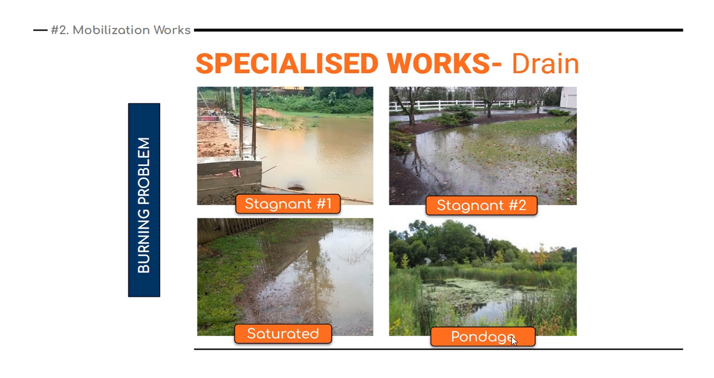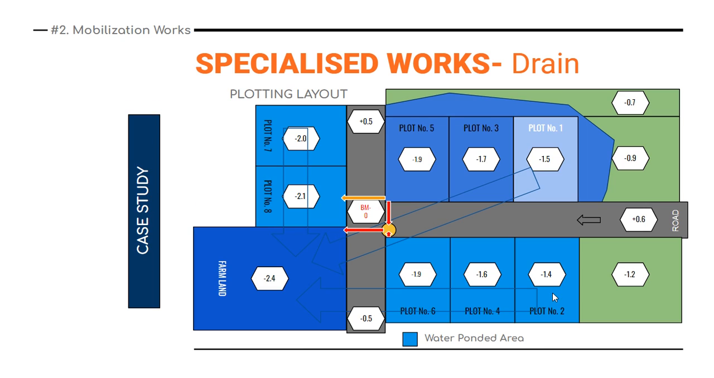Then comes the specialized work 4, that is drain. In such water stagnant conditions, pumping out the water is also very difficult, because you can see a lot of water amply stagnant in this condition. So here is a condition you can see. In these diamond portions the various levels are presented, and this blue represents the stagnant water condition.